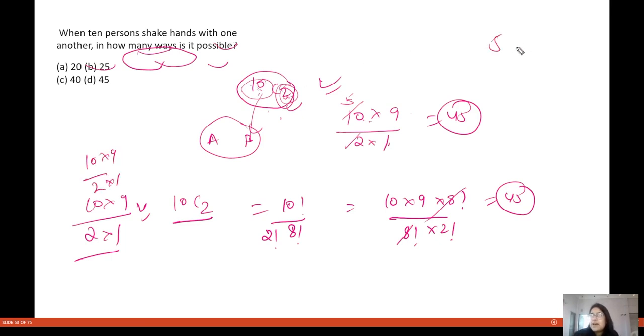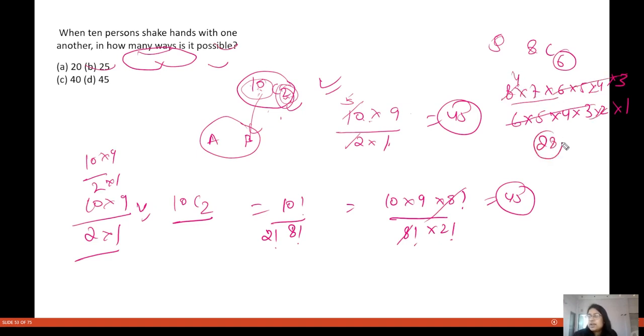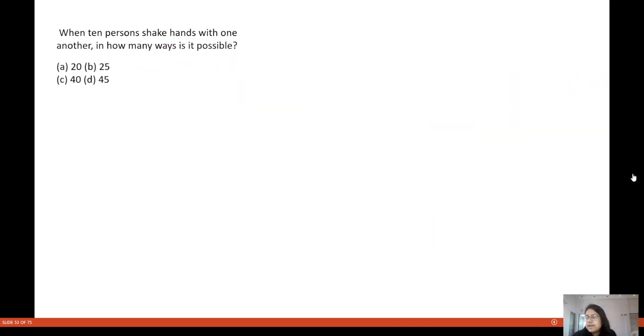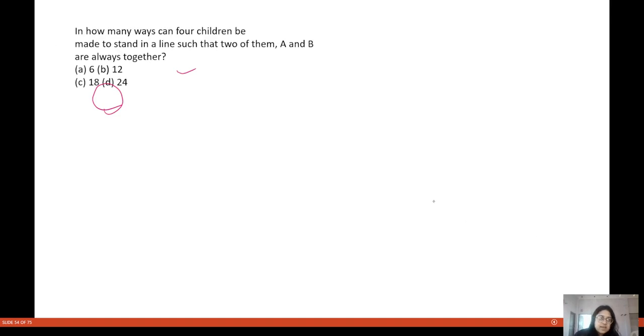If you are given, let's say, 8C6, that means 8 into 7 into 6 into 5 into 4 into 3. You have opened this 6 times, and you can write the denominator as 6 into 5 into 4 into 3 into 2 into 1. So this much is cancelled, this much is cancelled, and you get your answer as 28. This is how you can calculate your combination. So we get here 45 ways. It's very simple.